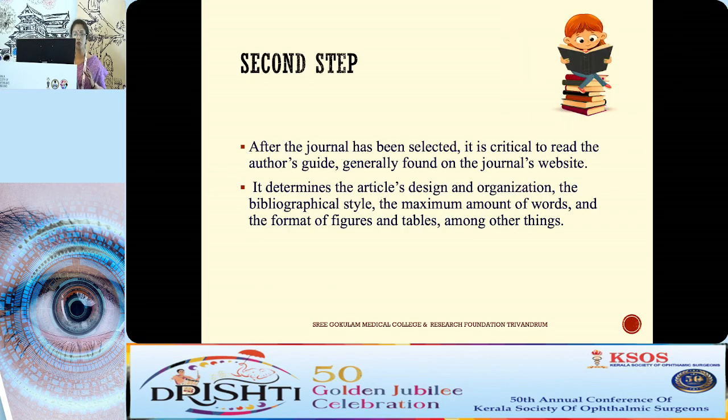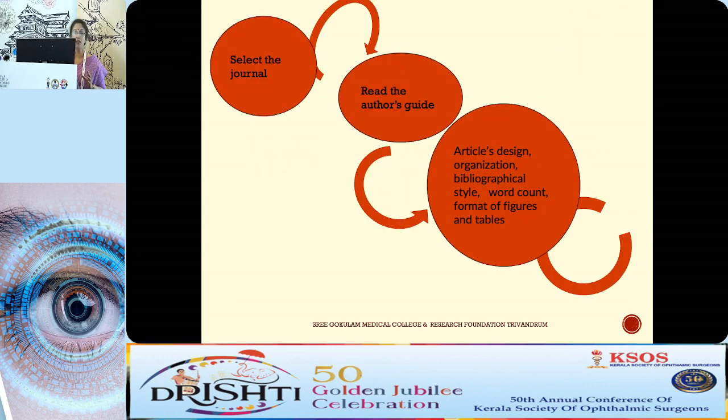Now the second step is to identify a good journal. And then you go to their website, download the author's guide, go through the author's guide. So all the instructions will be given in the author's guide. So you have to go through that. Your article's design and organization, the bibliographical style, the format of tables and figures, everything is written in that. So the reference style, amount of words that can be included under each section, everything is written in the author's guide. So you have to write the article according to that.